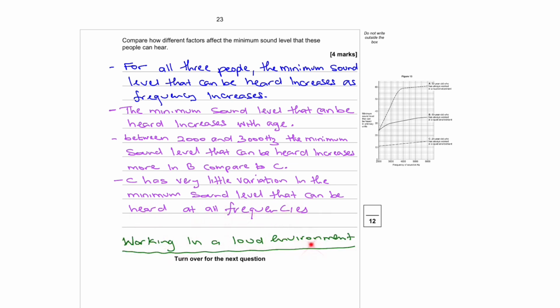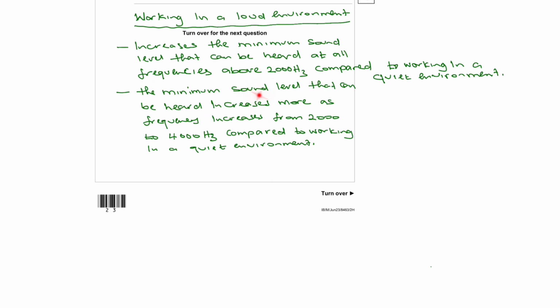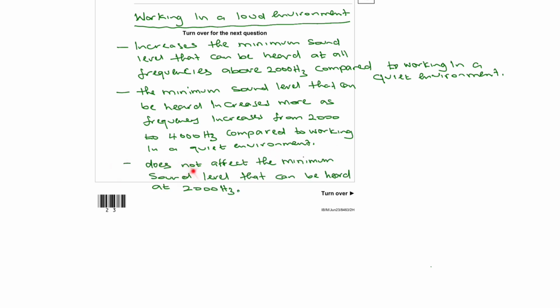Working in a loud environment increases the minimum sound level that can be heard at all frequencies above 2000 Hertz compared to working in a quiet environment. The minimum sound level that can be heard increases more as frequency increases from 2000 to 4000 Hertz compared to working in a quiet environment. Finally, it does not affect the minimum sound level that can be heard at 2000 Hertz.